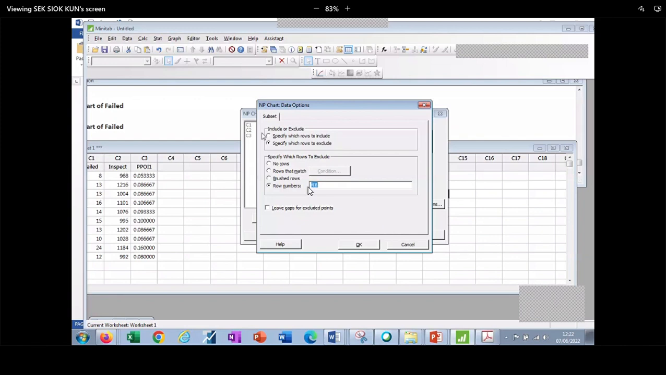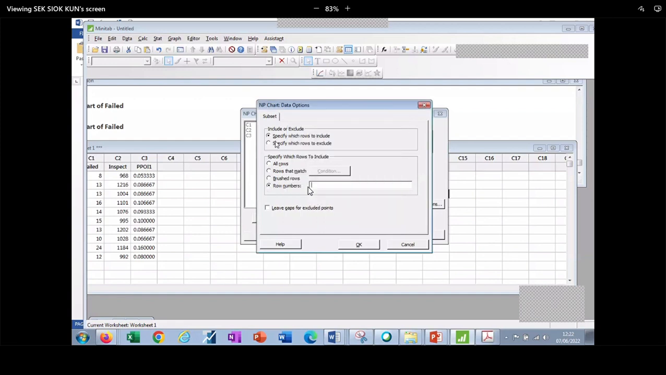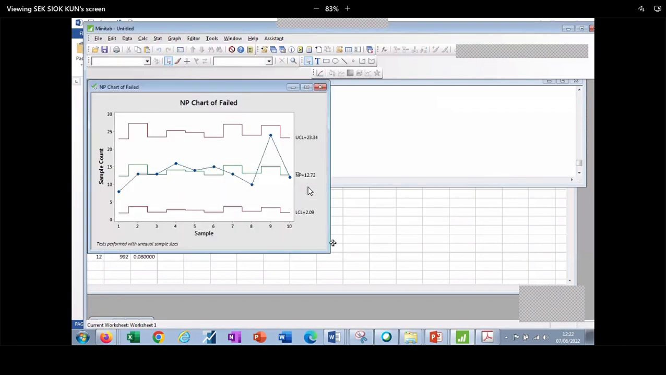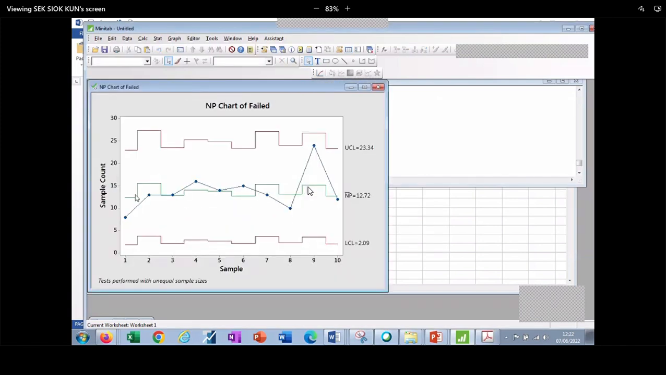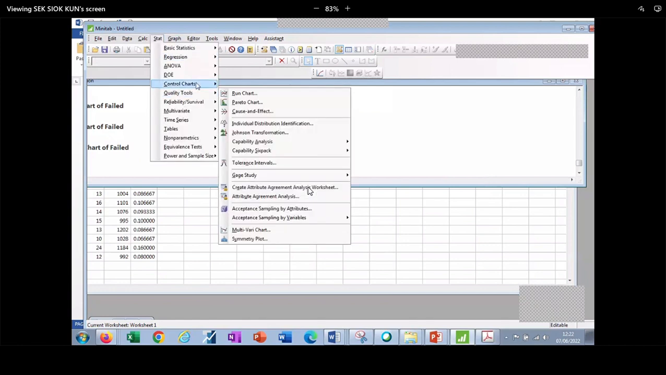So now we have input everything. The number is okay. Overall, so we include overall. So your NP chart is here. Okay, all are in control. Then you can also do it for other types of control chart.